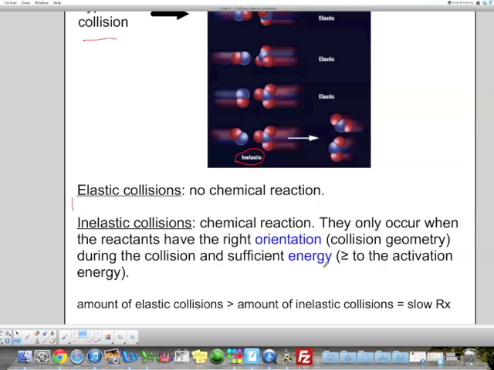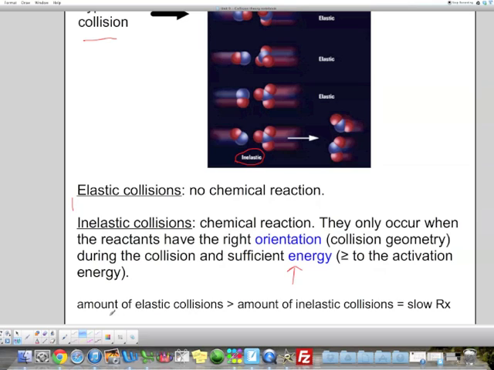And point number two, they need to collide with sufficient energy. If the collision is very slow and doesn't involve much kinetic energy, well, the chances are that those molecules are not going to break. So you need high energy and you need the right angle. When both those factors are present, then your particles, your molecules can break apart and can create new substances, so you can have an actual reaction.